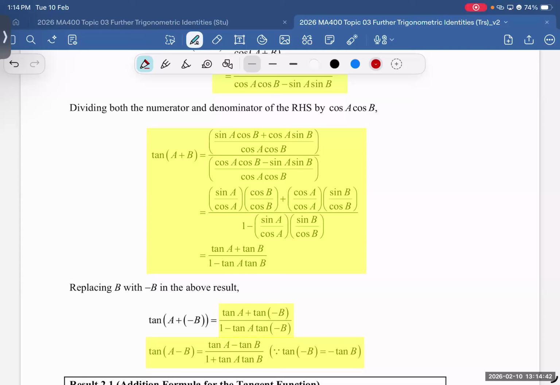Addition formula. Addition angle formula. You can call it addition angle formula, or you can call it compound angle formula. Compound is like ABC, it has 2 elements, right? Compound, composition is what? More than 1 part. The word comp, composition, compound.